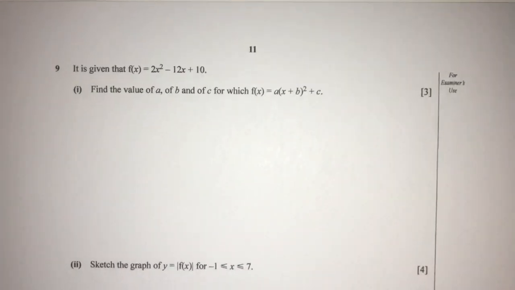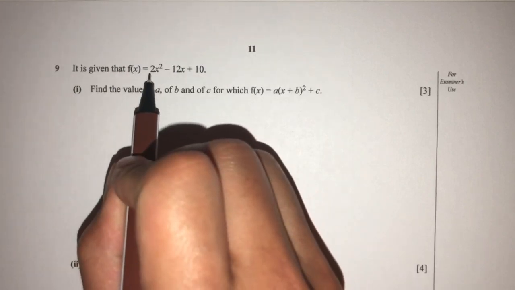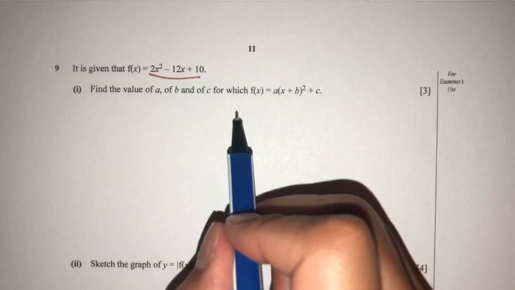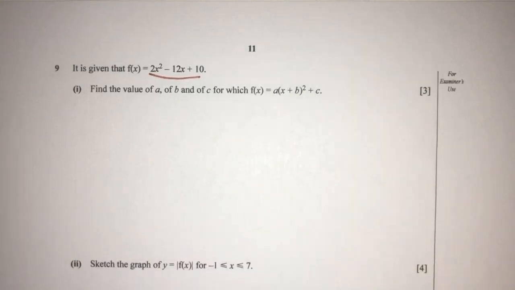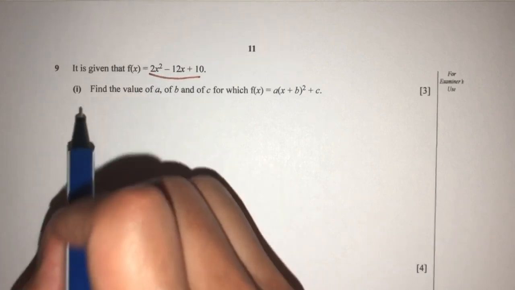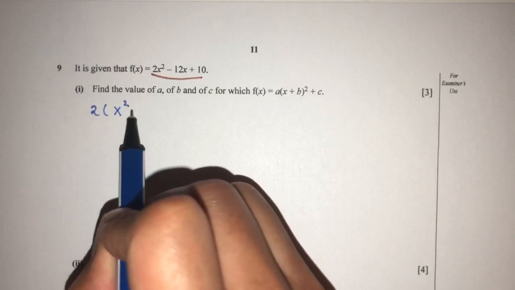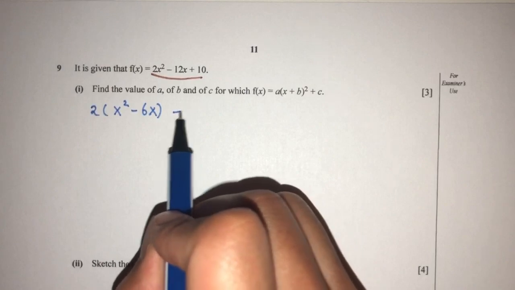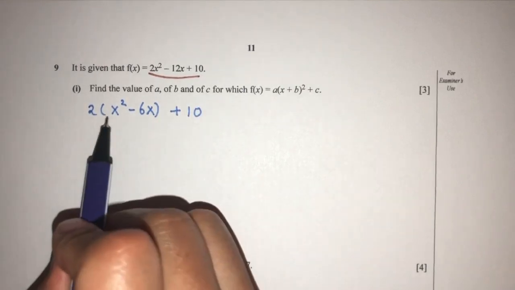Now let's move on to question number 9. It is given that f of x is given by this expression. Now find the value of a, b, and c, for which we have this. As you can see, we have to complete the squares. So one by one. First step is we have to make sure the coefficient of x squared is 1. So let's factorize that outside. That will become x squared minus 6x. Now for this one, I don't like to put this in the same bracket. I like to just remove it outside. Right. Now I can proceed to simplifying this inside first.